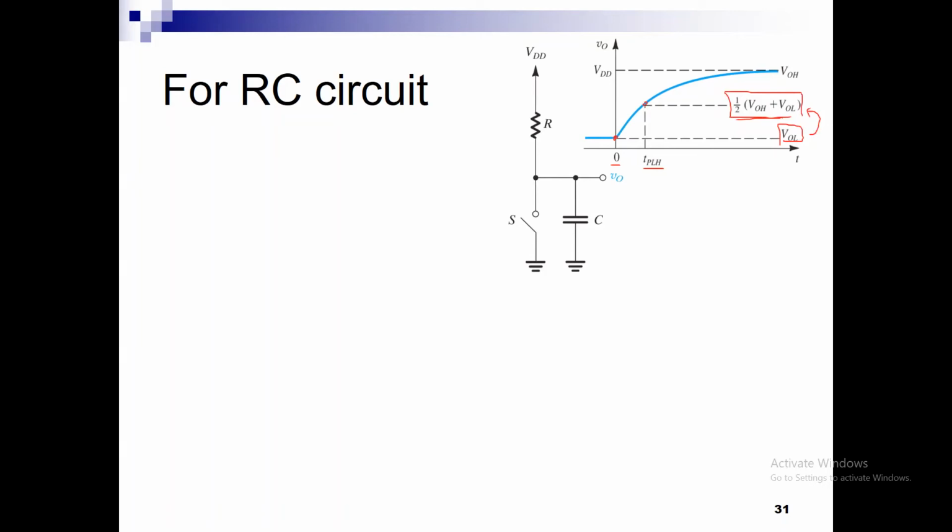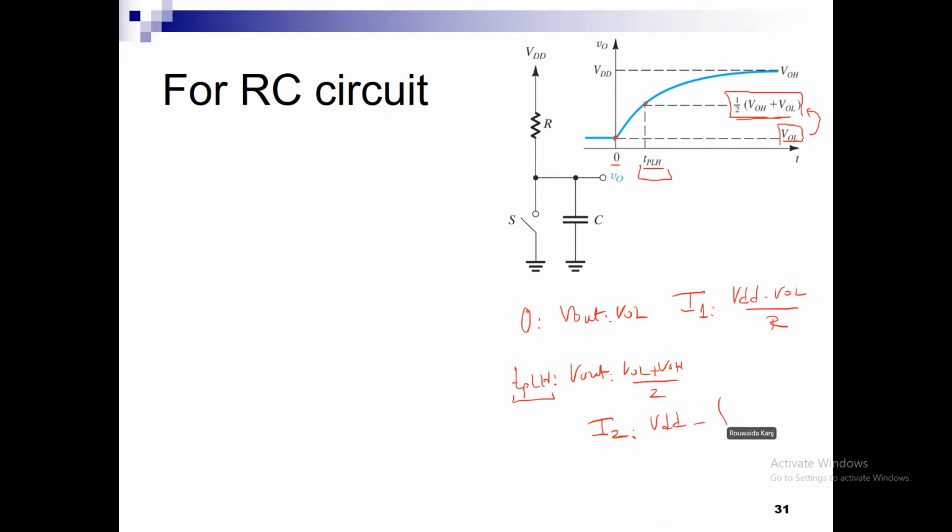So we will say that at time 0, V out is VOL, and therefore I1 is really VDD minus VOL over R. Okay, and then we will say at time TP low to high, or the 50% delay, at this time point, my V out was VOL plus VOH over 2, and therefore the second current value which I'm interested in is really VDD minus VOH plus VOL over 2, over R. Okay, and then we're going to say therefore that my I average is equal to I1 plus I2 over 2. So this is the first quantity.